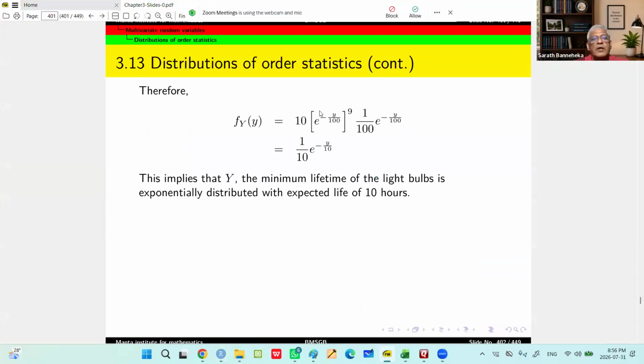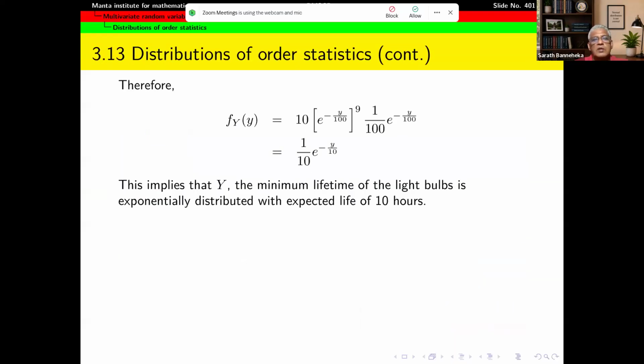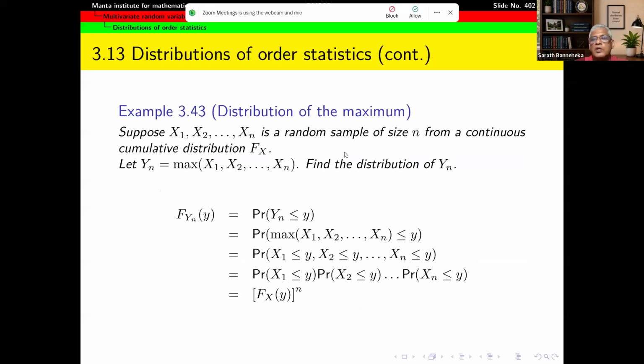Right. Okay, now let's come back to the slides. So now let us look at the distribution of the maximum. Those are the two extremes, minimum and maximum. And then we will look at a general order statistic, the rth order statistic.